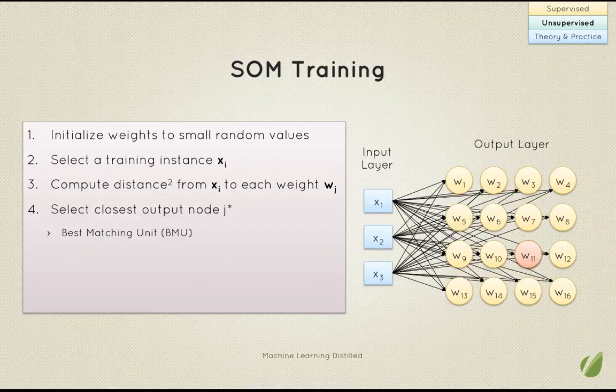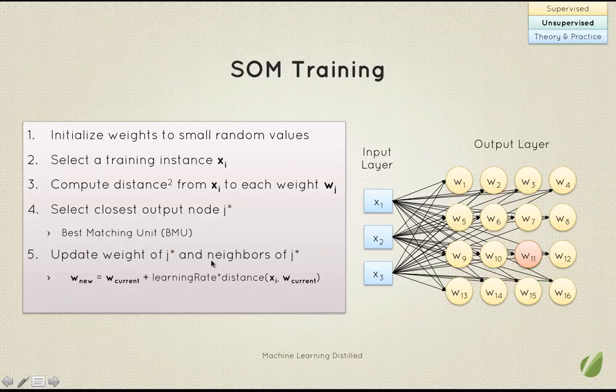For that output node, we will update its weight, the weight of j star, and its neighbors according to this formula. In this case, we're taking all of the one-hop neighbors of w11, and each of these gets its value modified based on its current value, the learning rate, and the distance between the training instance and its current value. Now you can see that each of these weights is in bold, signifying that they've been updated. Step 6, we simply repeat this process for the next training instance until we're done. We'll keep doing this iterative process until the output layer doesn't change very much.